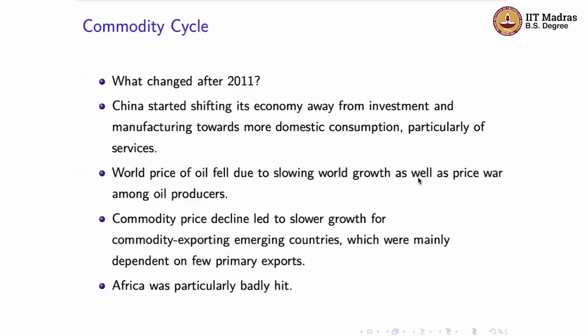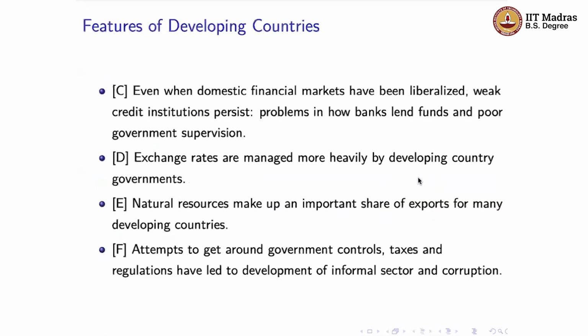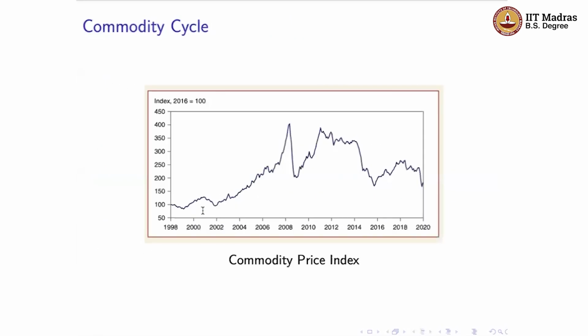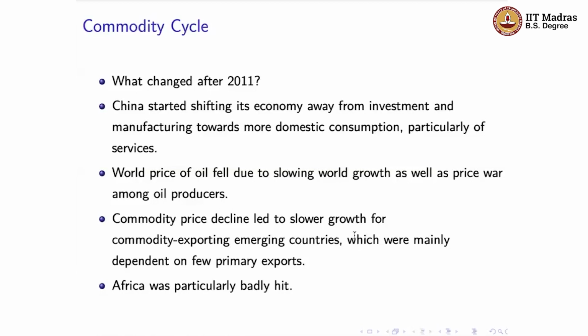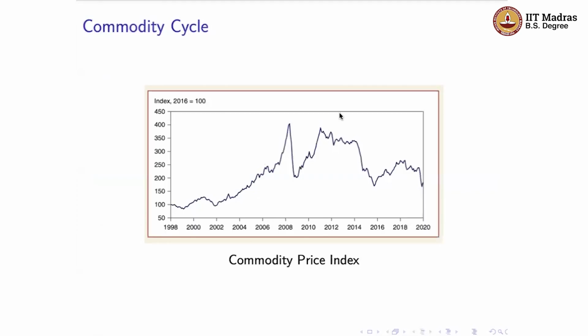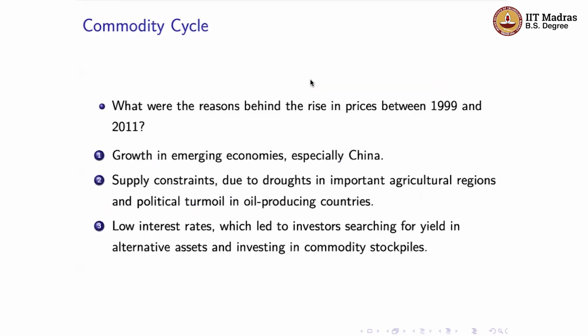So remember, one of the things that we studied in terms of developing countries is that these natural resources often make up an important share of exports for many of these developing countries. So if the prices of these natural resources end up going down, that would hit these emerging economies, right? Particularly countries in Africa were badly hit when commodity prices slowed down. So if you are considering the financial condition of these countries, it's important to be aware of the developments that take place in the commodity markets.